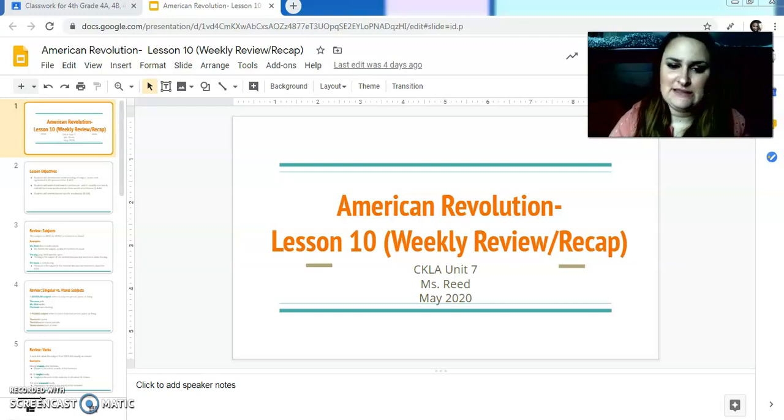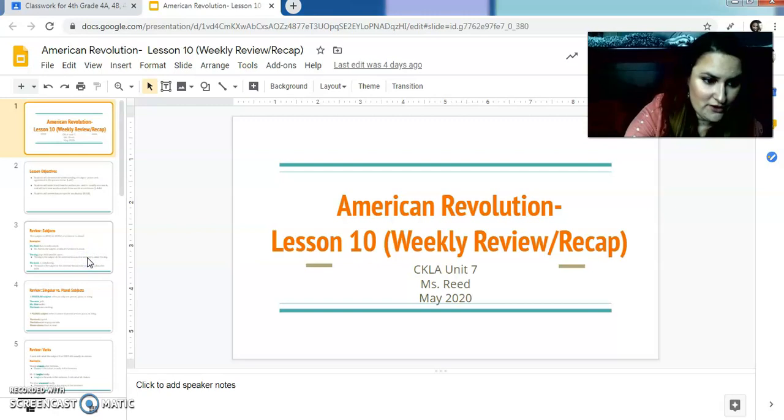Today we're going to be doing American Revolution, Lesson 10, but it's a weekly review and recap, so you won't have any new reading or new skills to learn today, but you will be practicing everything that we've done so far this week. That includes morphology with prefixes, vocabulary from all the chapters we've read, and subject-verb agreement. So review real quick.